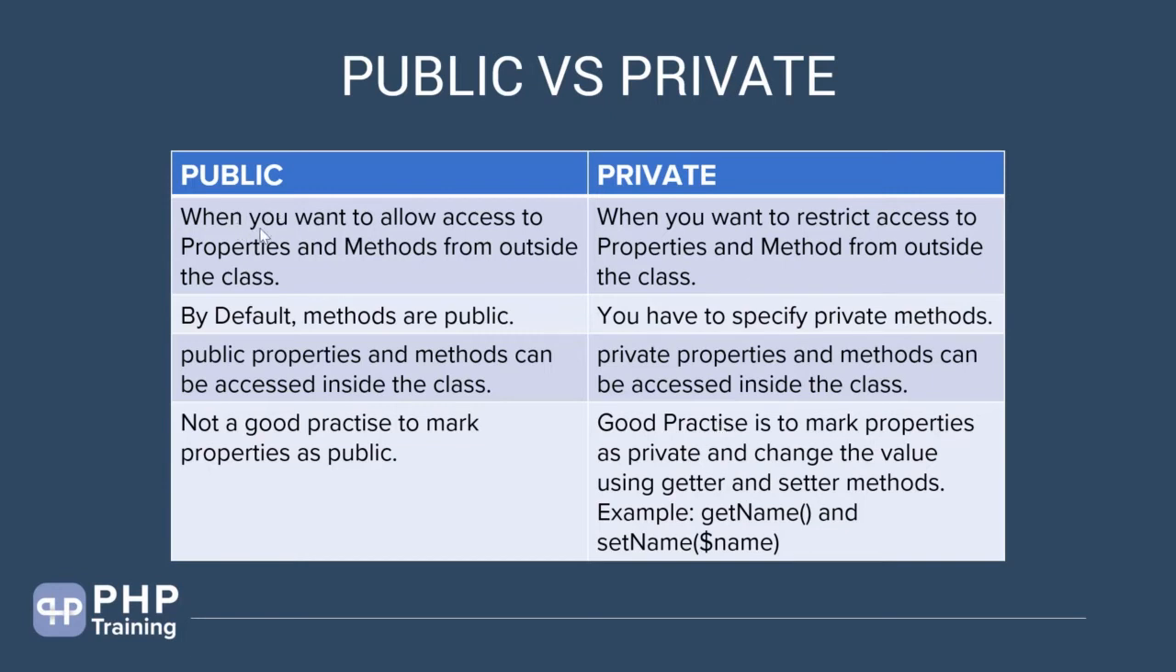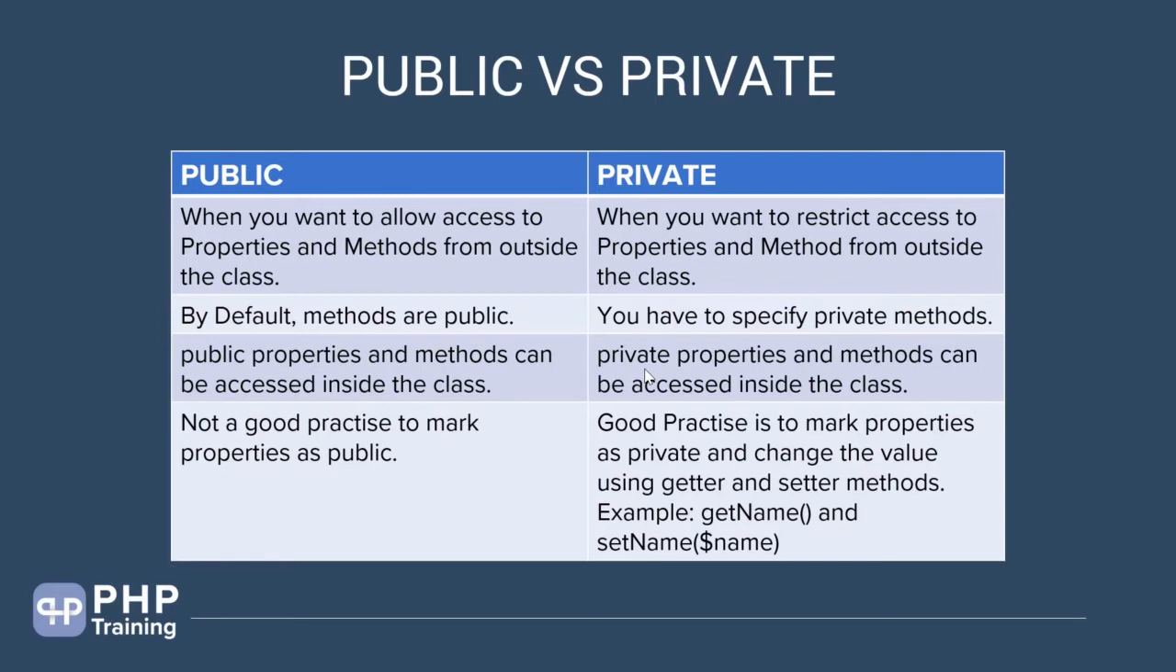So public: when you want to allow access to properties and methods from outside the class, you mark them as public. Any property or method that you think should be accessed via the object, you mark as public. When you want to restrict access from outside, meaning from the object, you mark them as private. By default methods are public, and for private you have to specify it. Public properties and methods can be accessed inside the class. Even private properties and methods can be accessed inside the class.